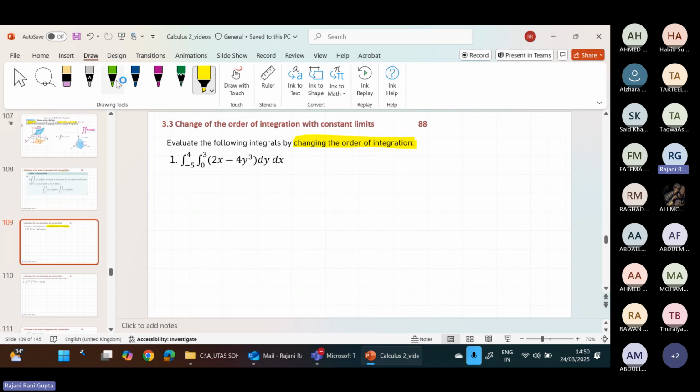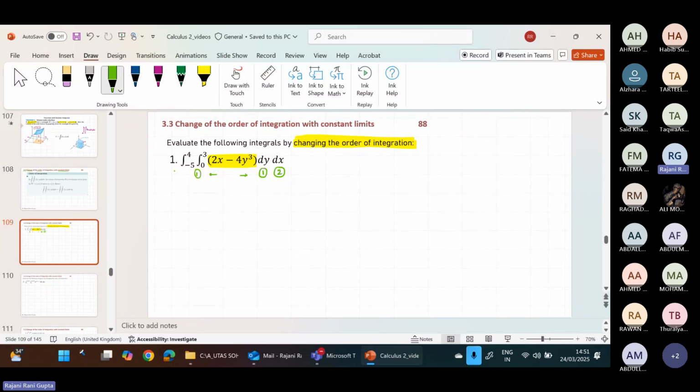To change the order of integration, first you need to know what the order of integration is here. As I said, you start with the function, which is your integrand. Moving to the right side, this is 1 and 2. If you remember, moving this side and then you move outside like this.